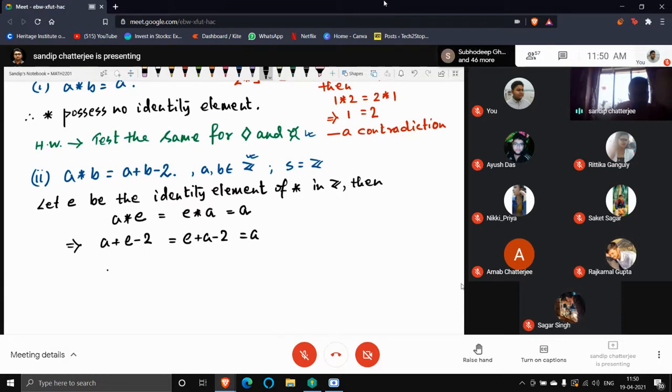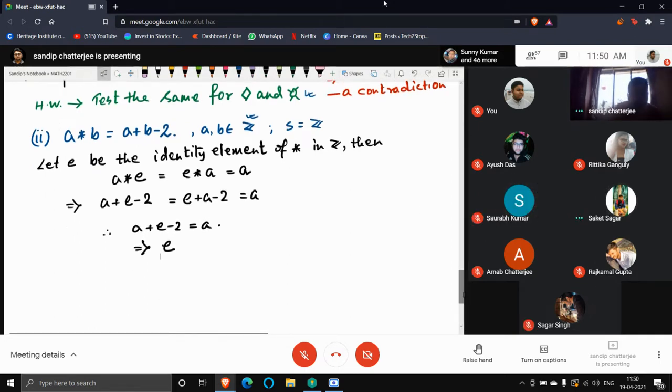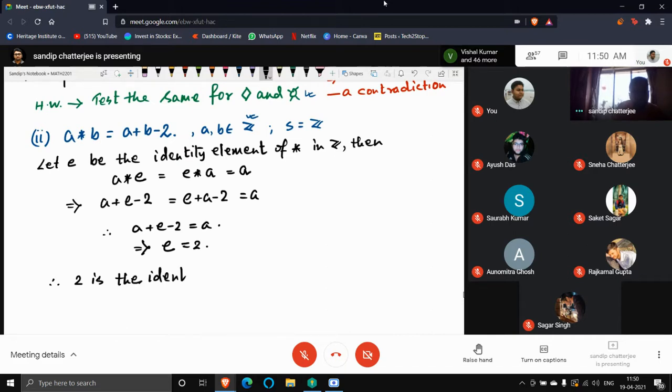Yes, sir. Therefore, A plus E minus 2, where I can pick up any A, is equal to A, which implies E equals what? If I solve for E, because I need the value of E now. E is equal to 2. Therefore, 2 is the identity element of star in this Z.